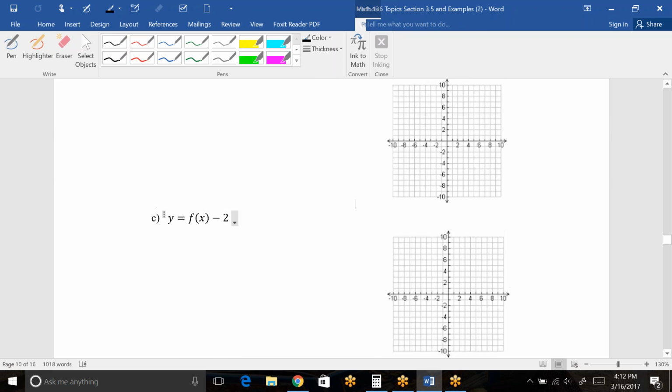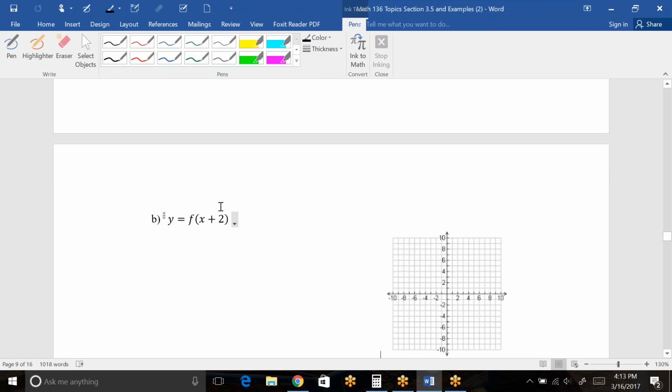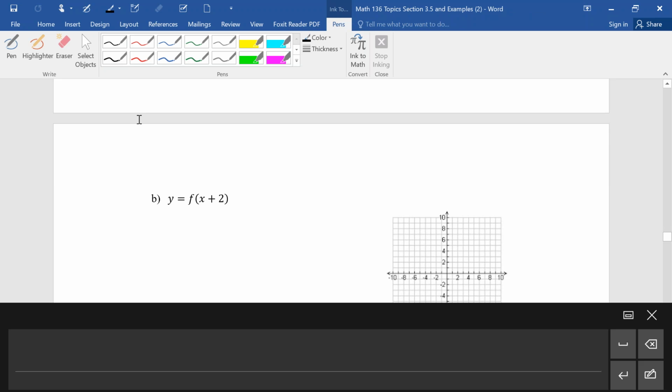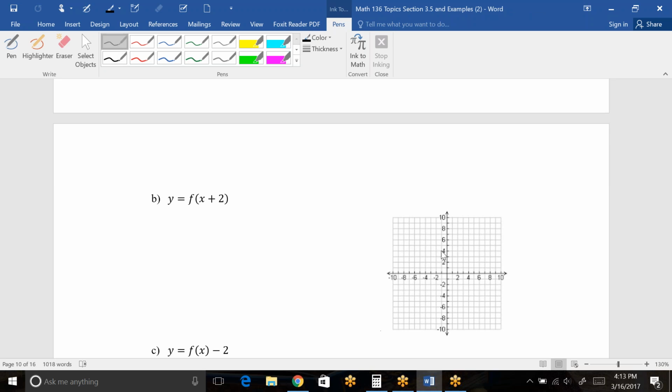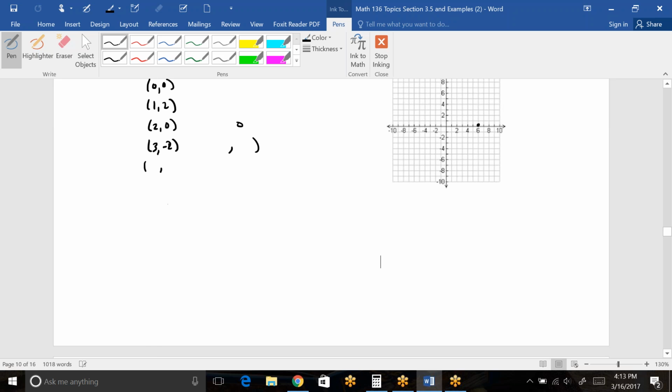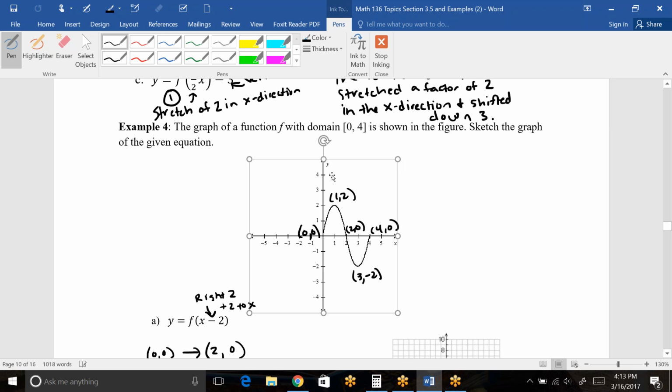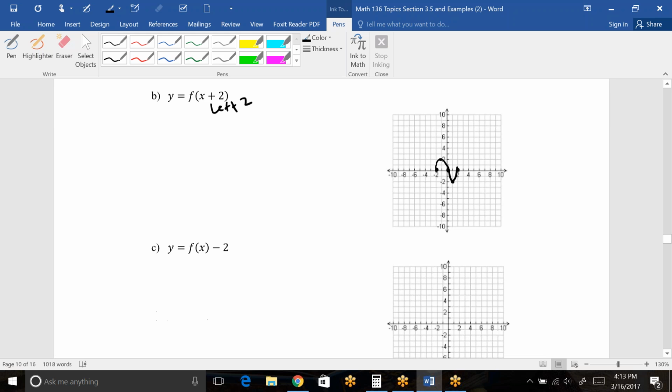So notice this case would then be shifting it left 2. I don't feel like I need to do a point-by-point analysis for this one since it's the same graph and the same type of transformation, just left. So (0, 0) would go to (-2, 0). (1, 2) would go to (-1, 2). (2, 0) will end up at (0, 0). (3, -2) ends up at (1, -2). And (4, 0) ends up at (2, 0). So everything is left 2 from the original picture. Just imagine taking those and moving each one left 2. You could do the point-by-point analysis, but it's the same type of deal as the first one.